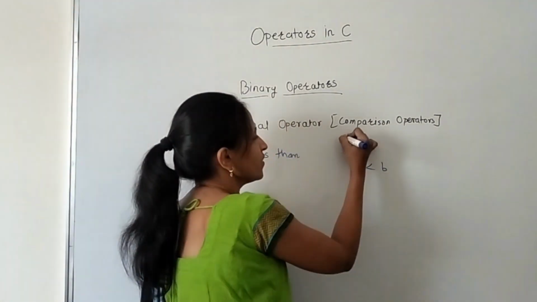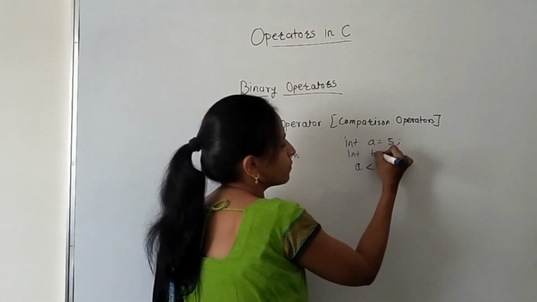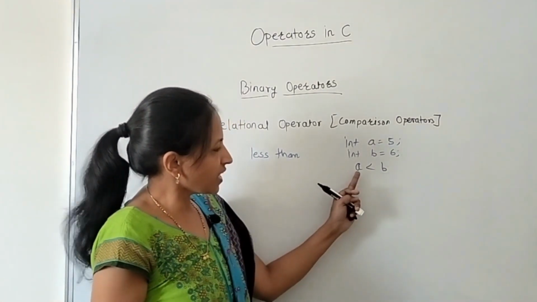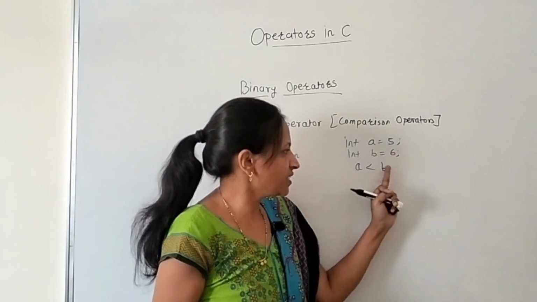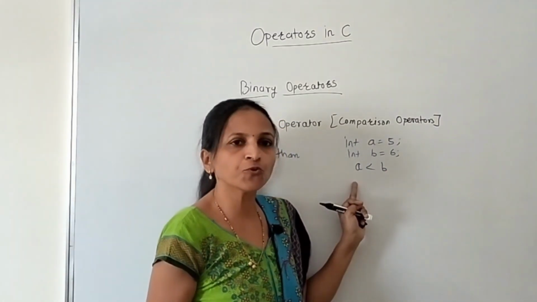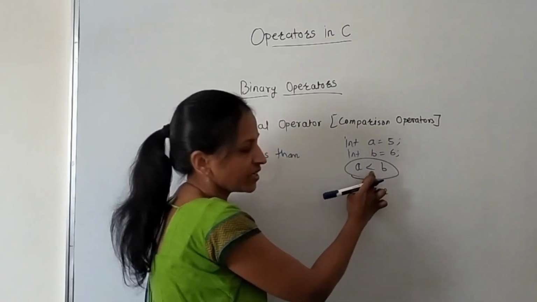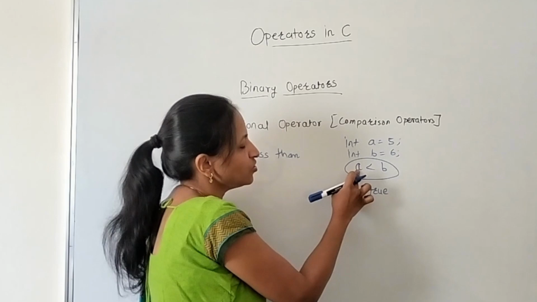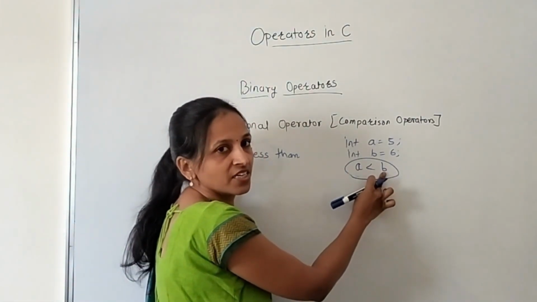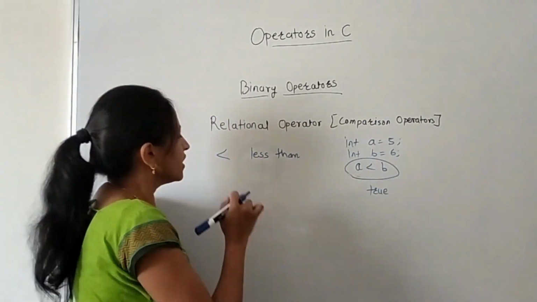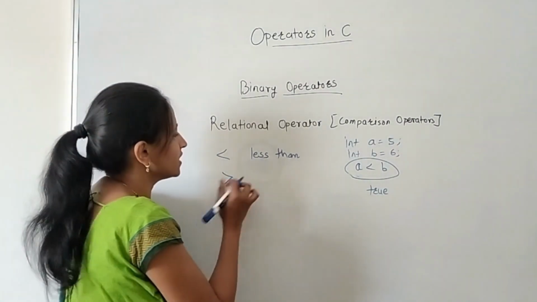Suppose there are two variables, a has value 5 and b has value 6. Then a less than b is true, because this operator checks whether the value of the left hand side operand is less than the value of the right hand side operand. The next operator, the opposite of this, is the greater than operator.